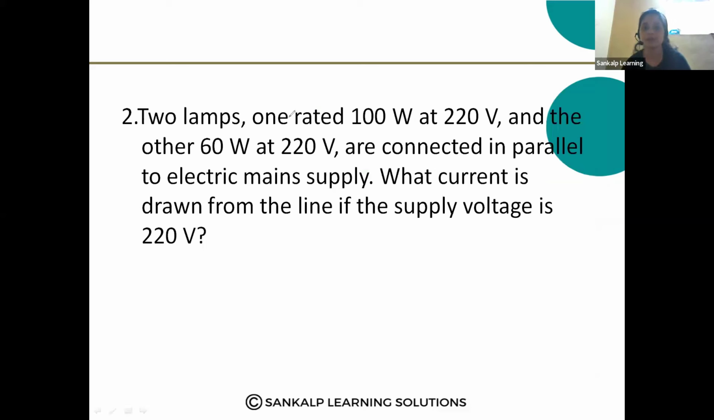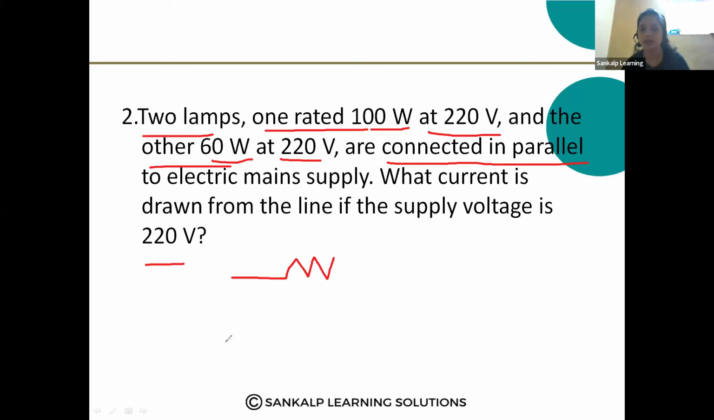See here, two lamps, one rated 100 watt at 220 volt and another 60 watt at 220 volt are connected in parallel to electric main supply. What current is drawn from the line if the supply voltage is 220 volt? So here two lamps are connected in parallel. Just imagine two lamps connected in parallel.